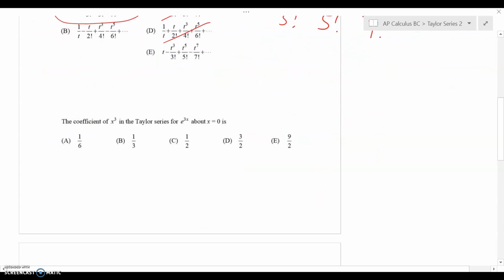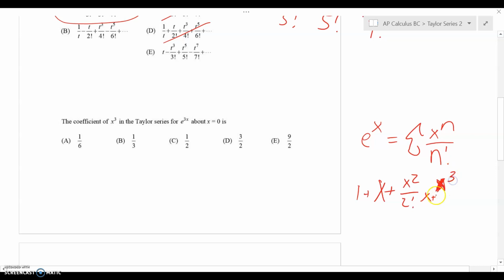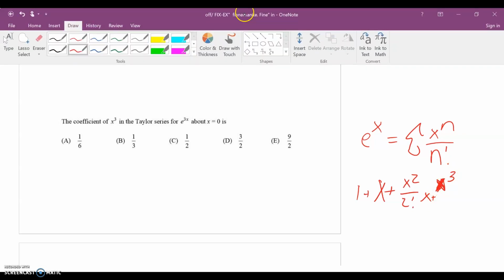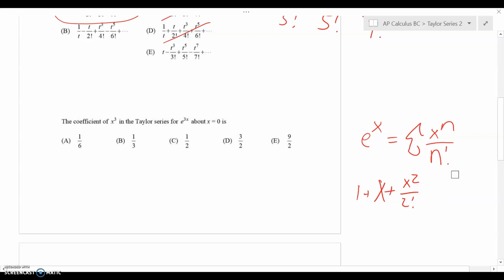Same is true on e to the 3x. So e to the x is our summation of x to the n over n factorial. Or another way to write that, 1 plus x plus x squared over 2 factorial plus x cubed over, oh boy, that just got out of hand. Let's get the eraser going on that. There we go.